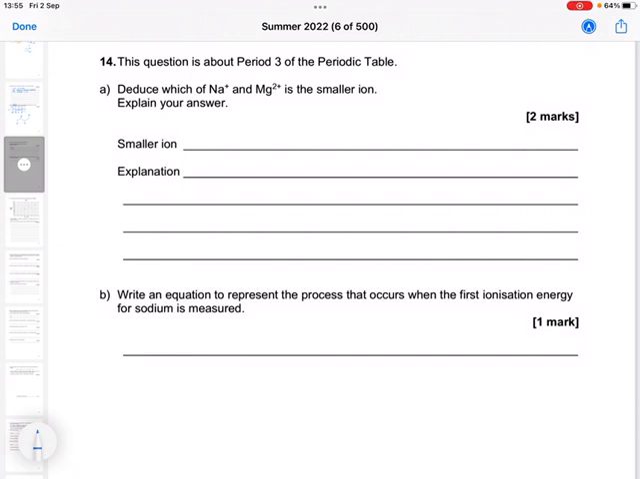So sodium and magnesium are in the same period on the periodic table, which means they have the same number of shells and shielding, which means it's not that. Okay. They also have the same number of electrons because they both empty their outer shell, which means they both have 10 electrons each.